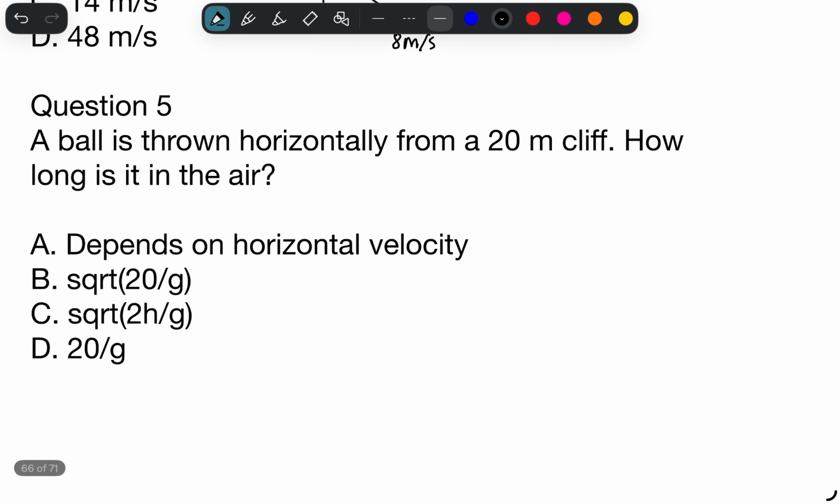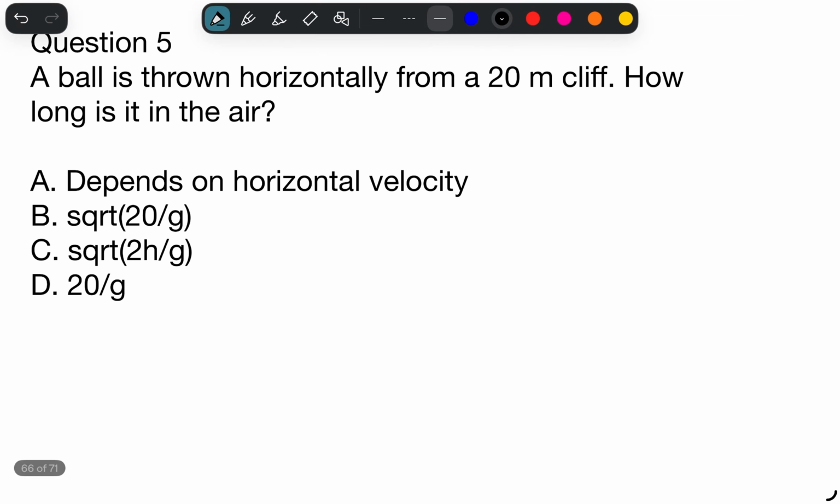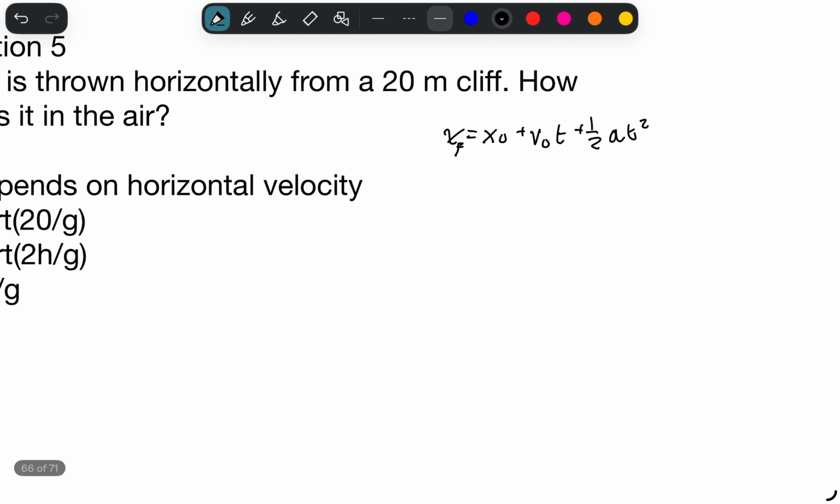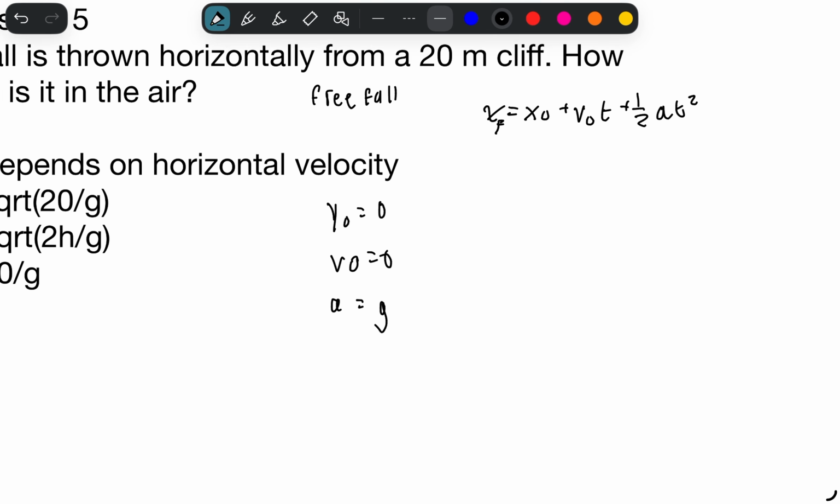A ball is thrown horizontally from a 20-meter cliff. How long is it in the air? Well, our vertical motion is going to depend on time. We're going to be able to use one of our kinematics equations, which is x equals x initial plus v initial t plus 1/2 acceleration t squared. x is going to be the final position. Now, we have free fall in this scenario. When we have free fall, our y initial is 0, our v initial is 0, and acceleration on Earth is going to be gravity for the object acting downwards.